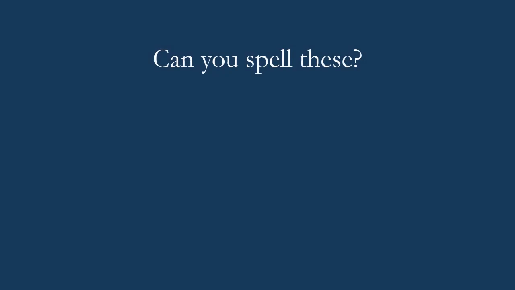Okay, so let's see if you can spell these. The first word is five. I have five books on my shelf. Okay, here it is. The next one is live. I love to watch live sports. Okay, here it is. And the next one is live. I live in a small town.